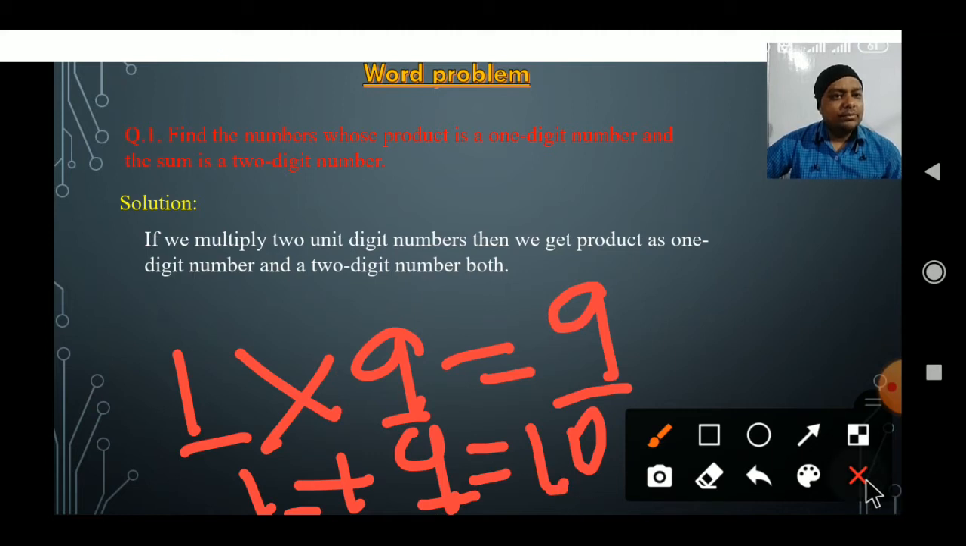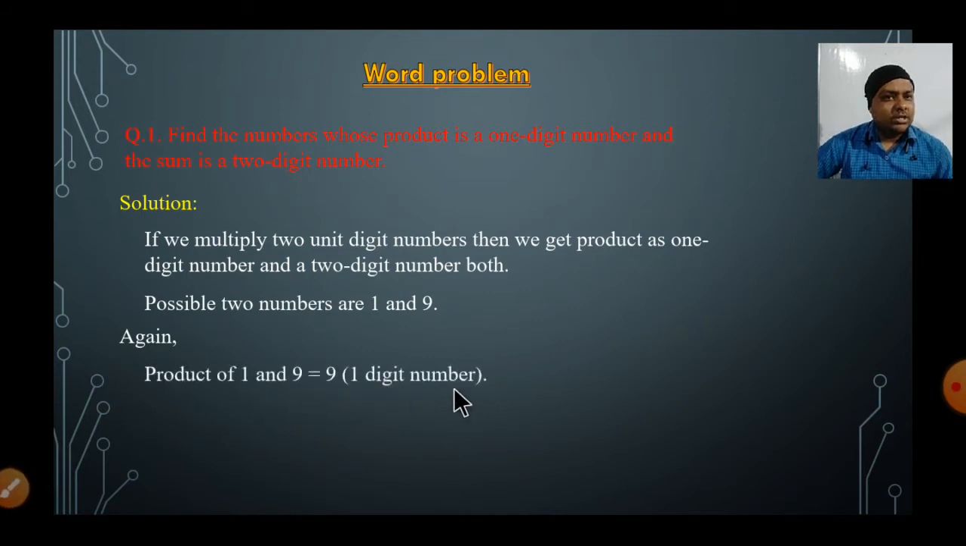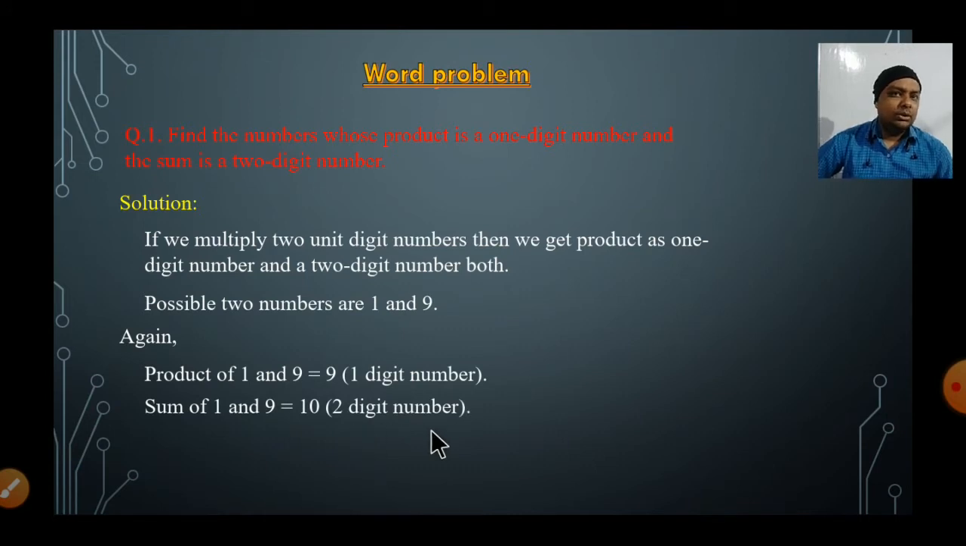So we can say the possible two numbers are 1 and 9. The product of 1 and 9 is 9, which is a one digit number, and the sum of 1 and 9 is equal to 10, which is a two digit number. Students, I hope that you all have understood. So let's move to the next topic, magic square.